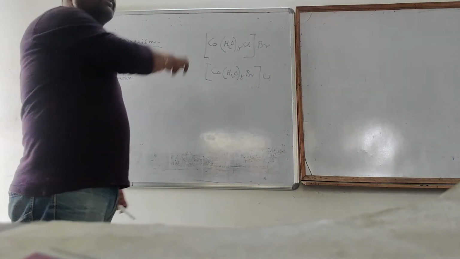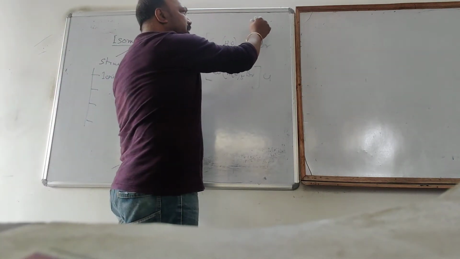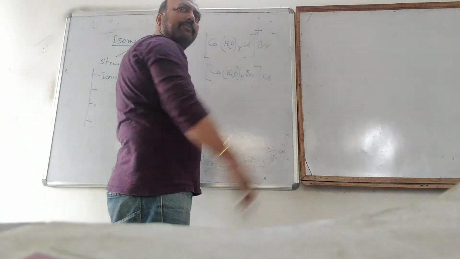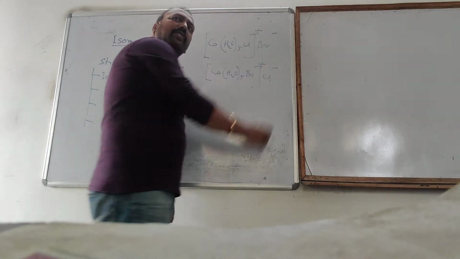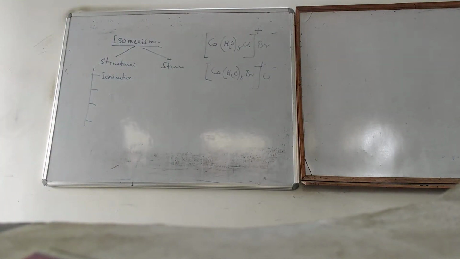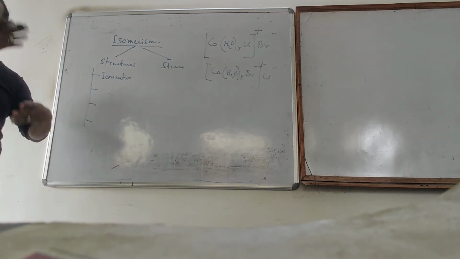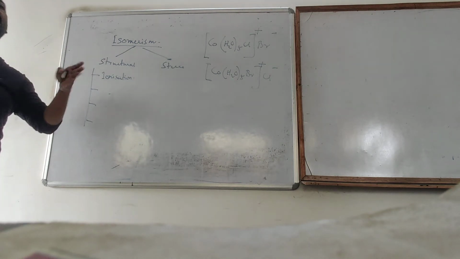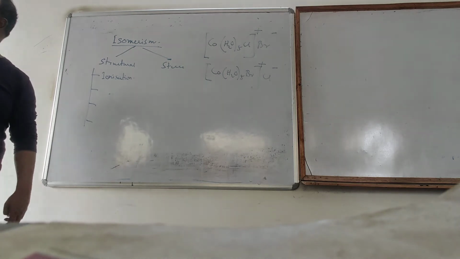But if we dissolve them in water, the first one will get dissociated as this positive, this negative. And the second one will get dissociated as this positive, this negative. So how are they differing? They are differing in the formation of ions in the aqueous solution. Somewhere there is one ligand, somewhere another, or the ligand is also the same, but the ions are different in the aqueous solution. Okay?